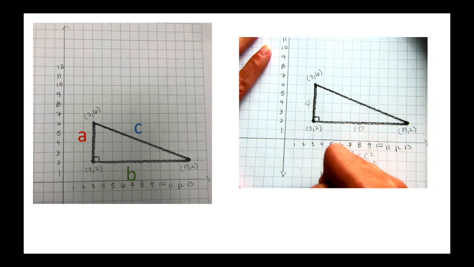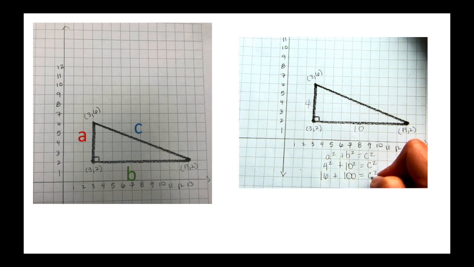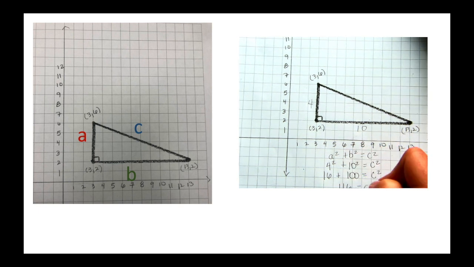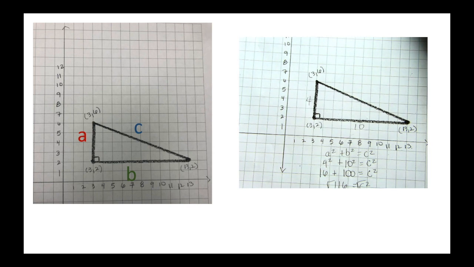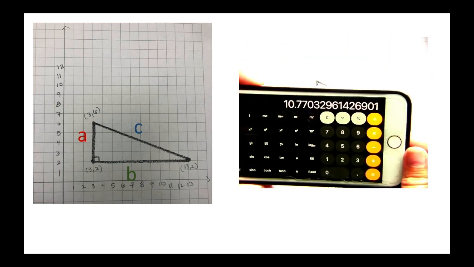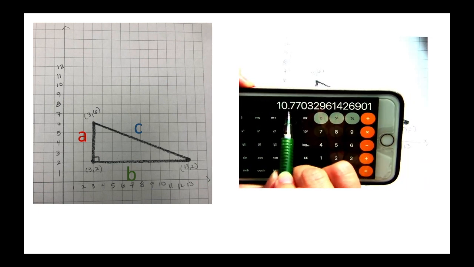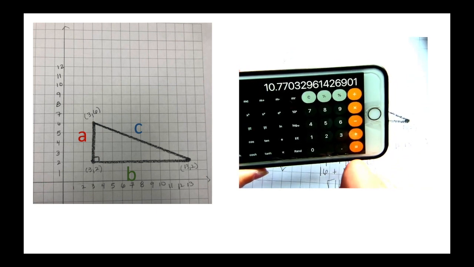4 squared is 16. 10 squared is 100. Now when I add those together, I get 116 equals C squared. Now, I don't know the square root of 116, so I'm going to use my calculator. When I do that, I get a big long decimal. So I'm going to round my decimal to the tens place. So this 7 tells us 7 to go up. So this side length would be about 10.8 units.